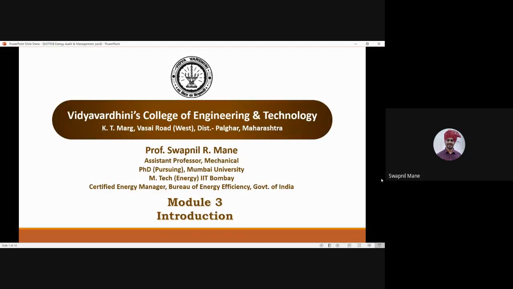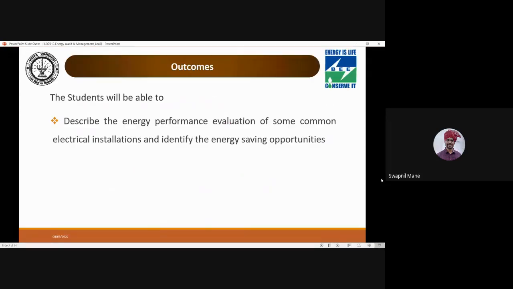The outcomes of this session are that students will be able to describe the energy performance evaluation of some common electrical installations and identify the energy saving opportunities. So basically, we are talking about electrical installations. To name a few, we have electrical installations like lighting, the fan load, motors, pumps, transformers, etc.